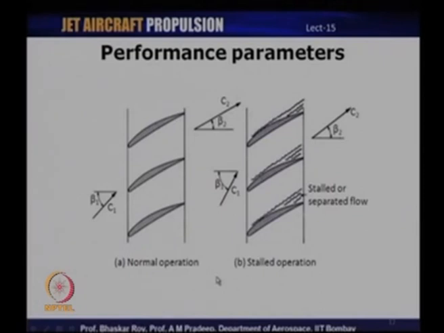So, as the incidence is increased beyond a certain range, there is a risk of stalling of the blades, and that is one of the aspects that cascade testing should be able to tell us: what is the band of incidence for which the blade operation will be safe.